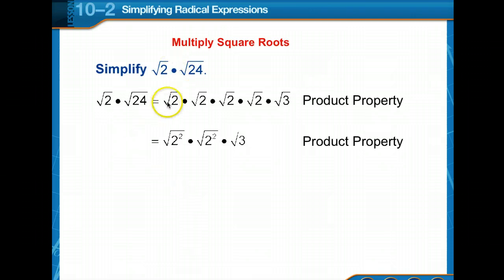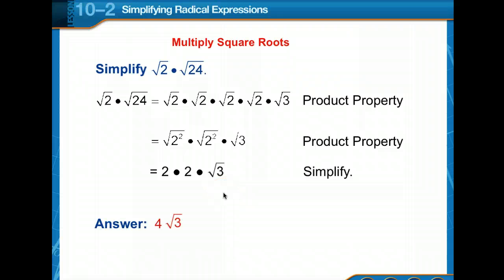Now they went ahead and they've got 2 2's here, so that's the square root of 2 squared. Another 2 2's, so square root of 2 squared. And what is left alone is the square root of 3. So we can pull out these 2's. So 2 times 2 times the square root of 3 is 4 times the square root of 3. Awesome.